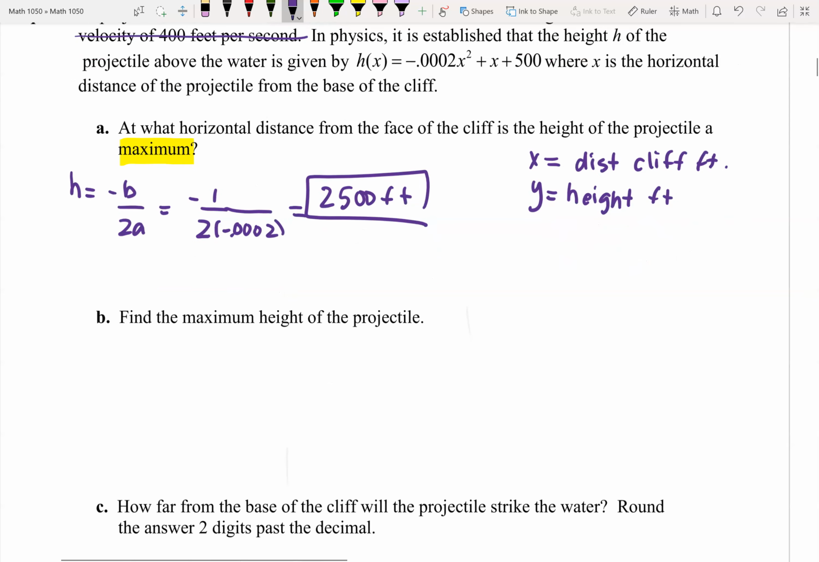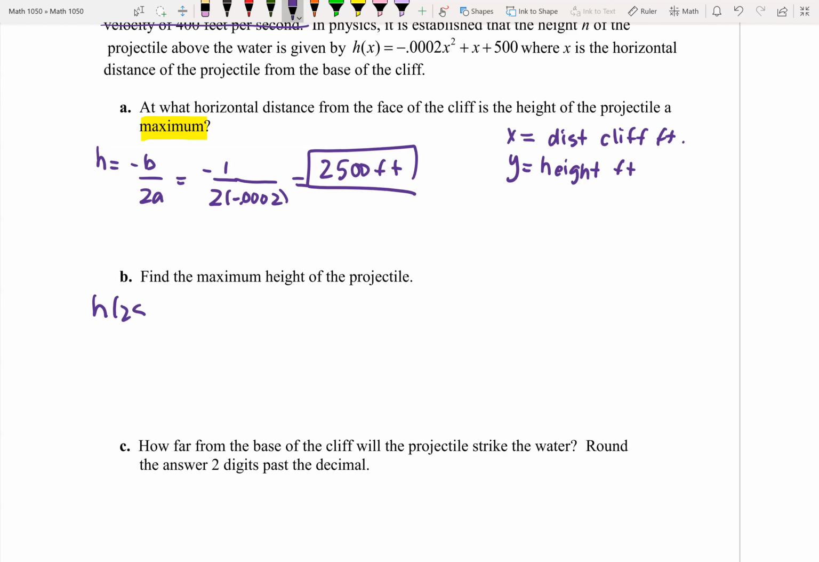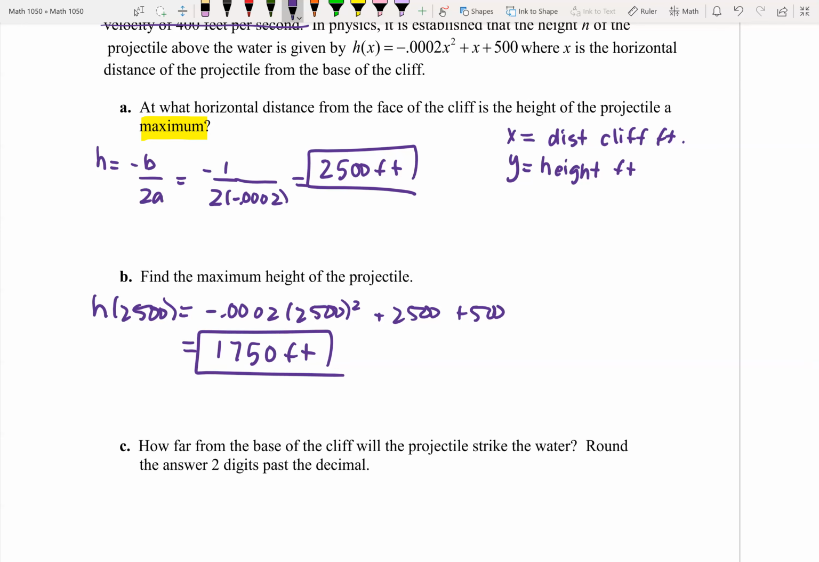Find the maximum height, plug it in. This is so easy, we've already done it. So this is h of 2,500, you have to write this down. Negative 0.0002 times 2,500 squared plus 2,500 plus 500. Make sure you write down that line so you can tell Weber what you're doing, okay? So negative 0.0002, 2,500, square it, plus 2,500 plus 500 is 1,750. That's a height. Every word problem has a label. My answer is feet. Who says this is easy? I totally get it. Wonderful.